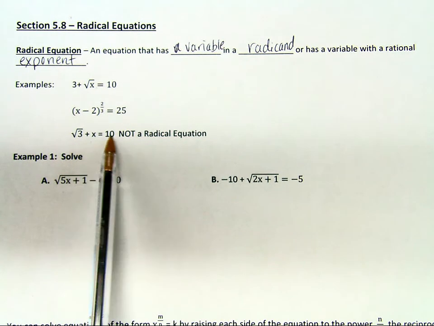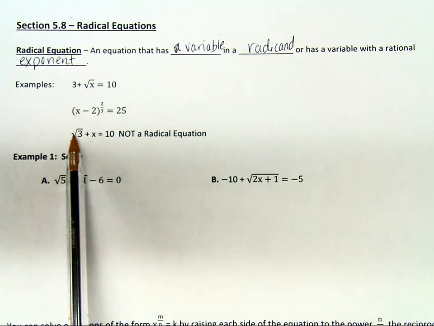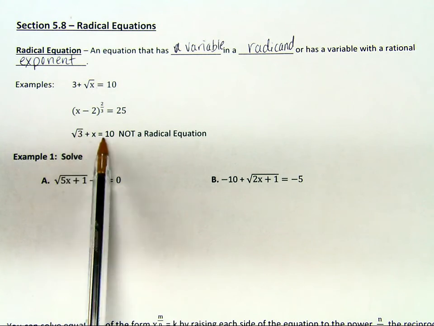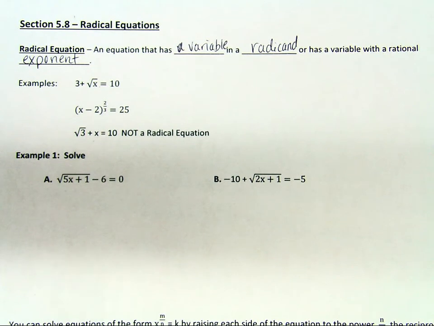The third example here would not qualify as a radical equation. Although it is an equation and it contains a radical, there isn't a variable under that radical, so that doesn't qualify. So how do we solve these? Let's look at some examples.